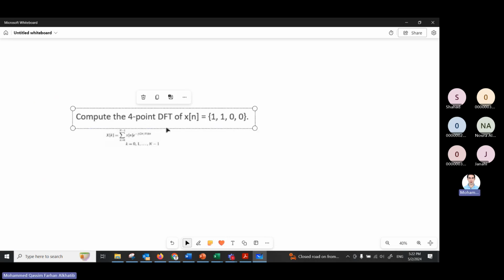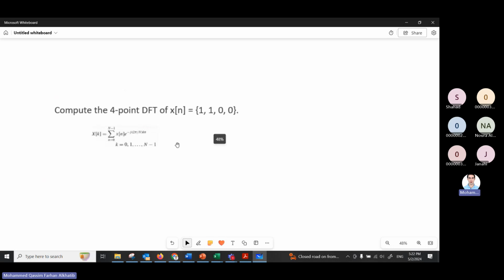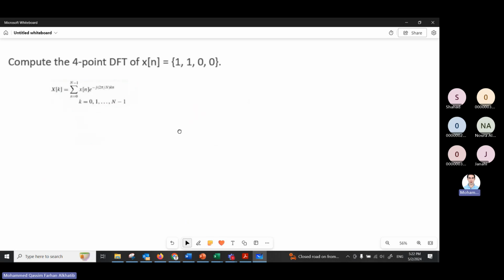All right. So this is a typical question you might face in the exam. You will be given the task and the formula is there. You just need to apply it. So nothing complicated, inshallah. All right. So now it's a 4-point DFT.